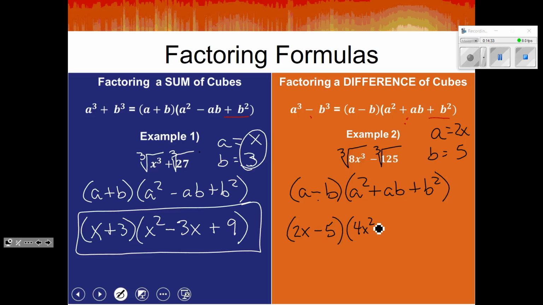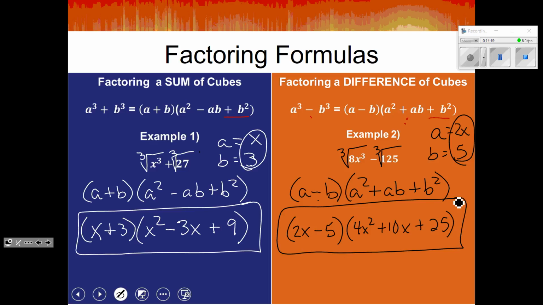Then I'm going to times these two. What do you get when you times 2x times 5? 10x. And then when I square the b, what do I get? 25. And there's your answer. And you don't have to go any further. I don't know that I have ever seen a cube that can go further.